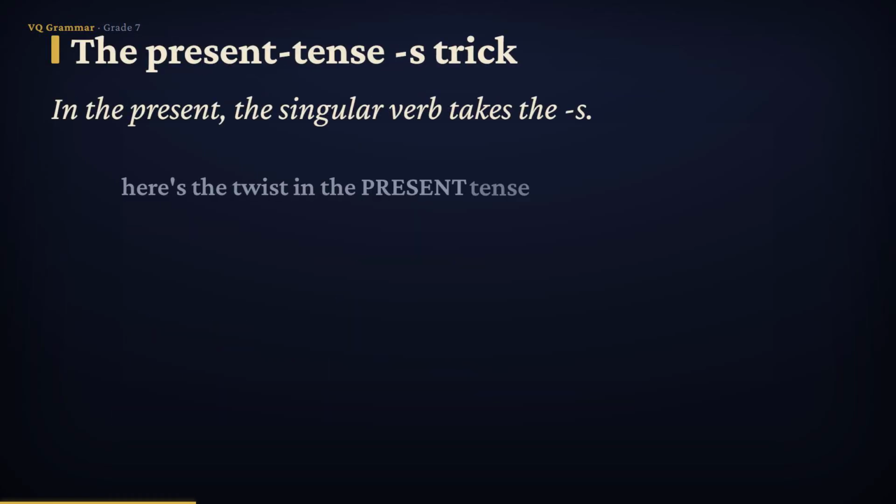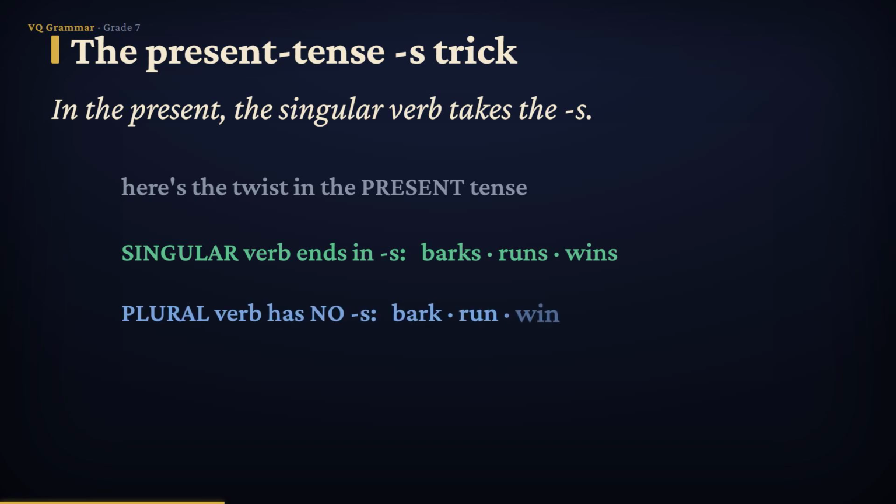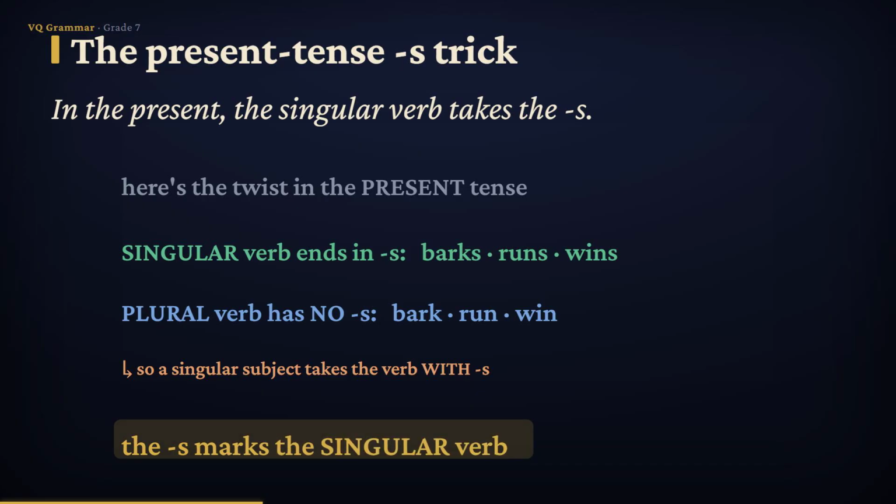Now, here's the twist that trips people up, and it only happens in the present tense. In the present tense, the singular verb is the one that ends in S. Barks, runs, wins. The plural verb, on the other hand, has no S. Bark, run, win. Read that again because it feels backwards. So, a singular subject takes the verb with S. If you remember one thing today, remember that the S marks the singular verb.